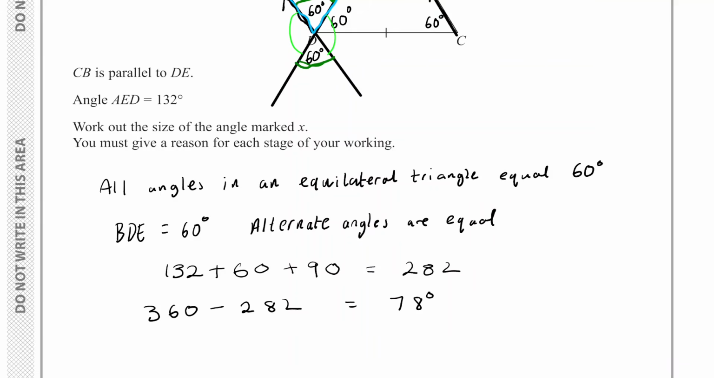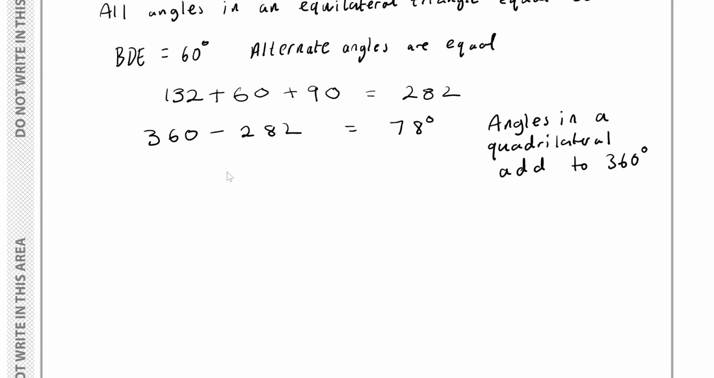And the reason, we're given a reason for each stage of our working. The angles in a quadrilateral always add to 360 degrees. So X is 78.